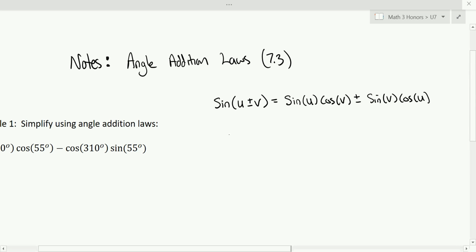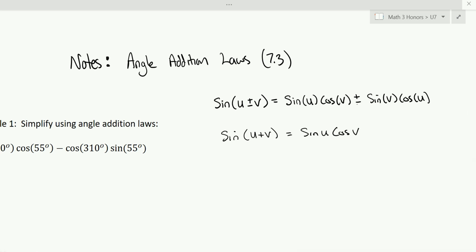Sometimes you want the sum formula. Like if I want just the sine of u plus v, then I'm going to work with the sine of u times the cosine of v. Do I use the plus sign or the minus sign? That's the way these work. So if the top one's plus, you're going to use the top one as plus. Now look at the cosine. The top one's a plus sign, but what's over here? You see the minus sign? So you need to be careful to use the right sign. So this would be the plus sign.